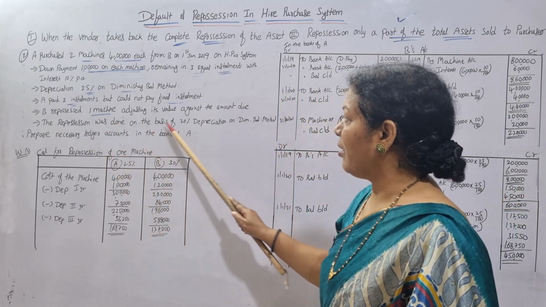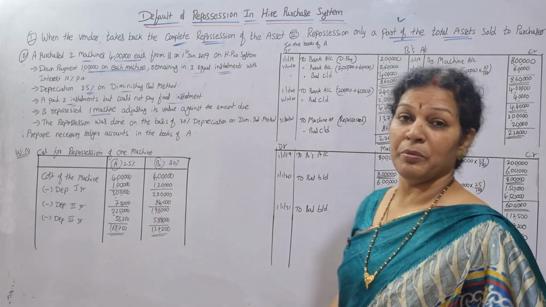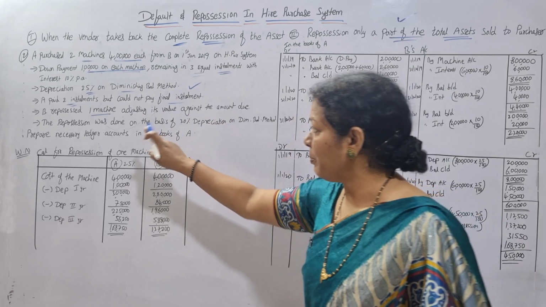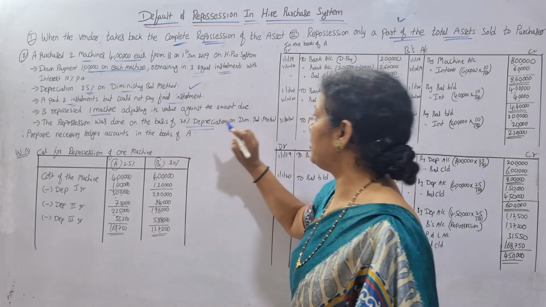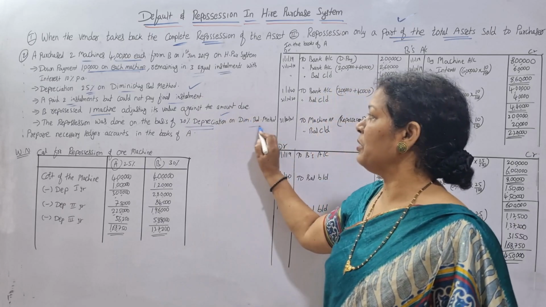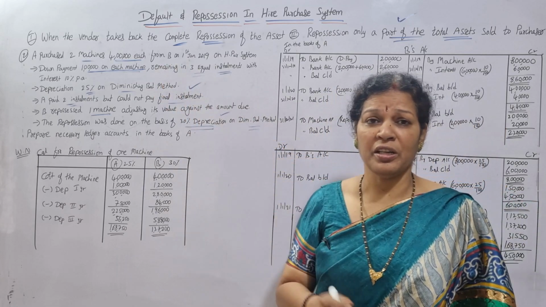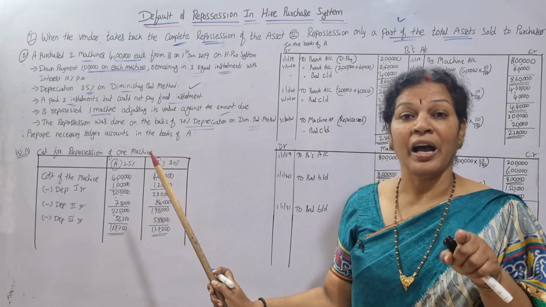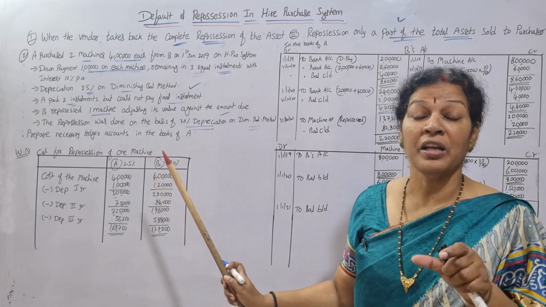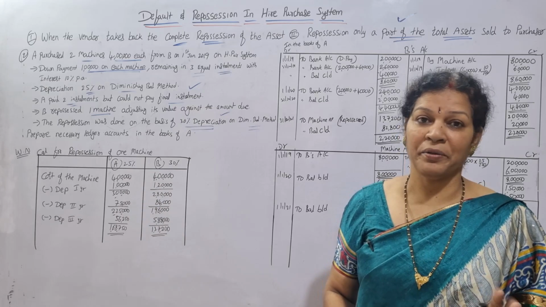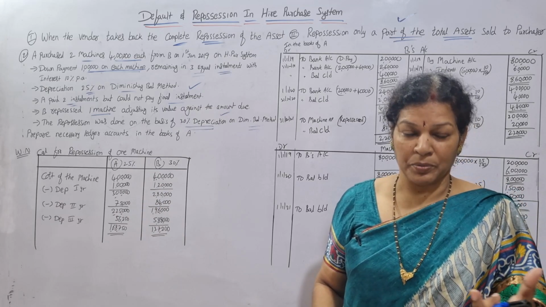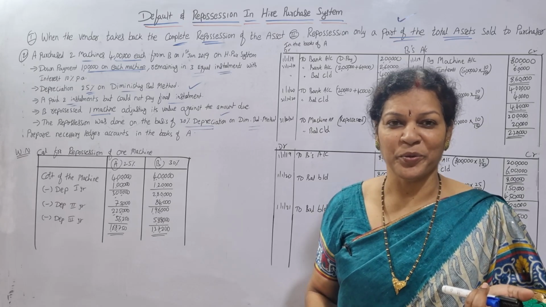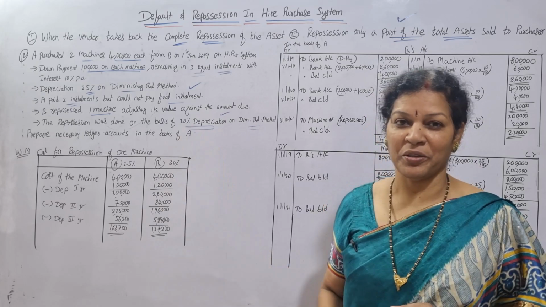The repossession was done on the basis of 30% depreciation on diminishing balance. Actual depreciation is how much? 25% on diminishing balance. But repossession was done on the basis of 30% depreciation on diminishing balance. Both are diminishing, but original depreciation was 25%. At the time of repossession, the hire vendor calculated depreciation at 30%, not 25. He is saying that this depreciation is more because of the way you use the asset, so he wanted to calculate 30% depreciation.